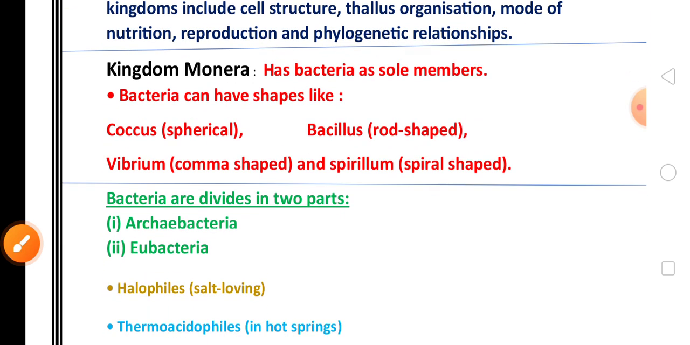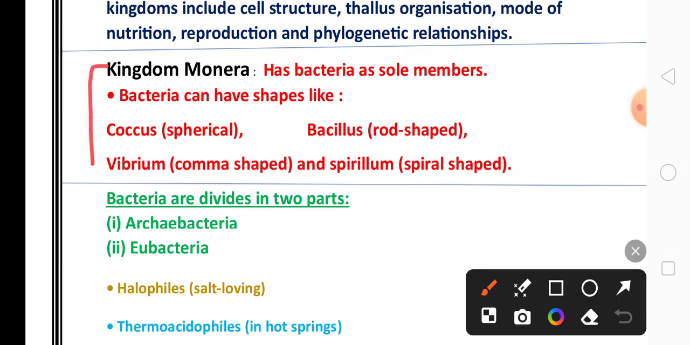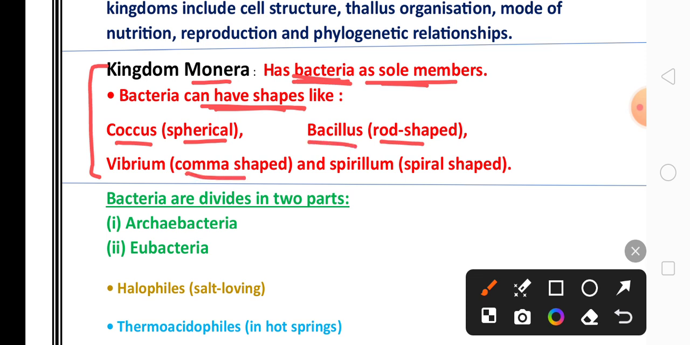Then kingdom Monera, very important for 2 marks. Kingdom Monera, the sole member is only bacteria. Kingdom Monera includes only bacteria. And bacteria classification based on the shape is very important for 2 marks. Spherical shaped bacteria are coccus. Rod shaped bacteria are called bacillus. Comma shaped bacteria are called vibrio. And spiral shaped bacteria are called spirillum.